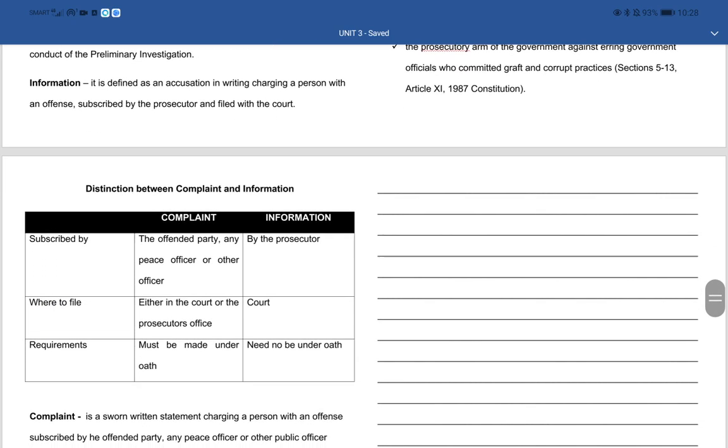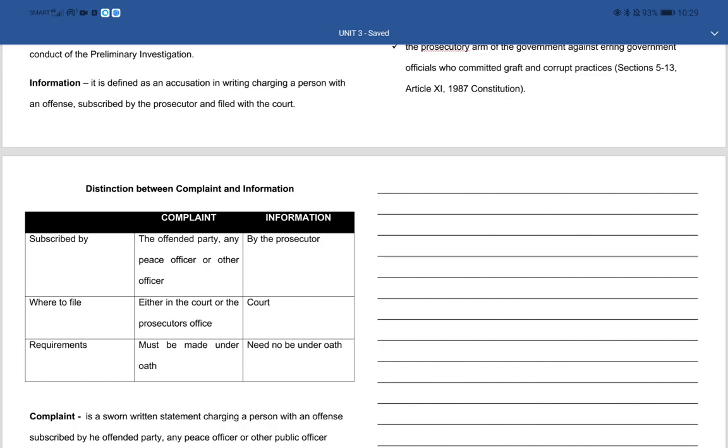Complaint and information. Subscribed by the offended party, any peace officer or other officer, then either in the court or prosecutor's office, and it must be made under oath. Okay, kung mo-complain mo, the offended party, meaning the victim, pwede siya maka-complain to any peace officer or other officer. Pwede ka mo-duol sa police officer. The first venue is the police station.